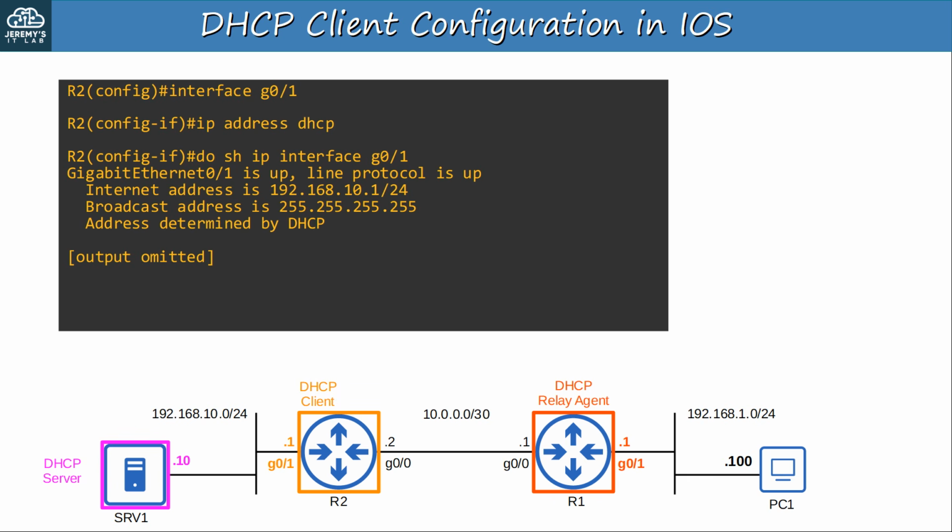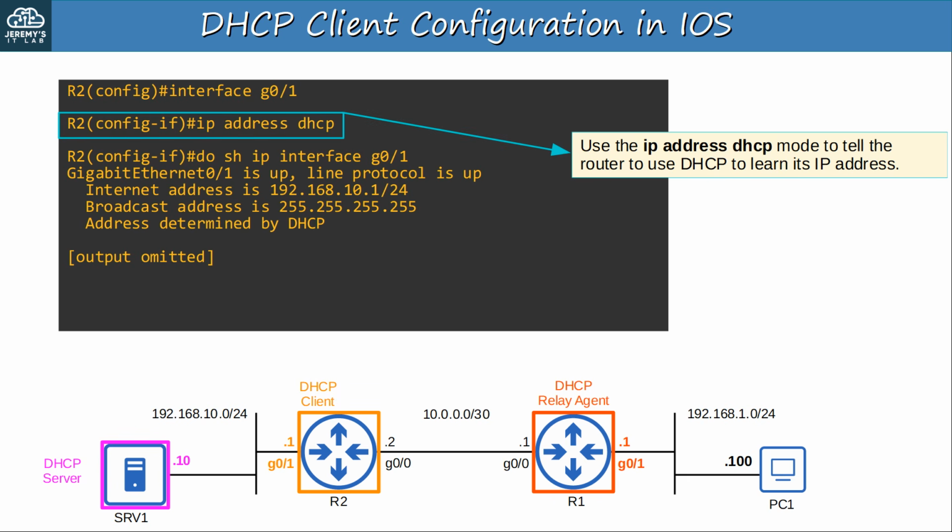Let's make R2 a DHCP client on its G0/1 interface. From interface config mode for G0/1, use the command ip address dhcp. That's it. Now R2 will broadcast a DHCP Discover message and get an IP address from Server 1. Indeed, it did. I checked with show ip interface G0/1. It states clearly, address determined by DHCP. Note that its G0/0 interface is still manually configured. It's not a DHCP client.